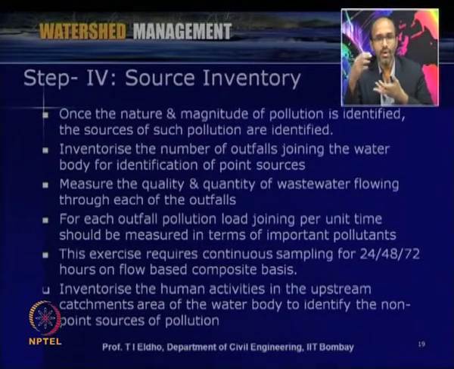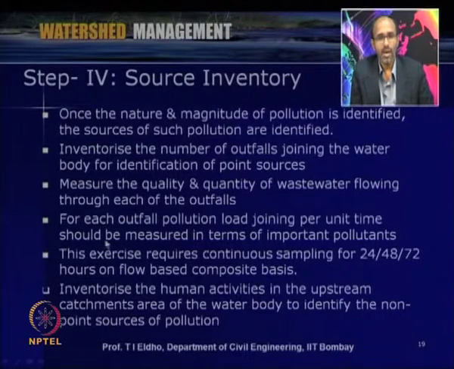So all this we have to identify. So source inventory should be there. So measure the quality and quantity of wastewater flowing through each of these outfalls, and then for each outfall, pollution load joining per unit time should be measured in terms of important pollutants. So this exercise requires continuous sampling, say for example 24 hours or 48 hours or 72 hours, like 1 day, 2 days or 3 days, on flow based composite basis.